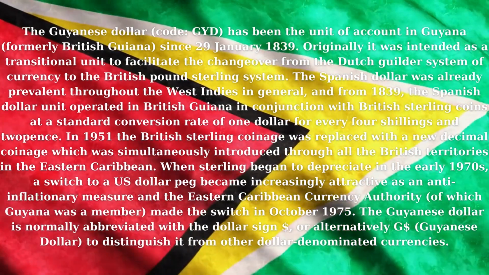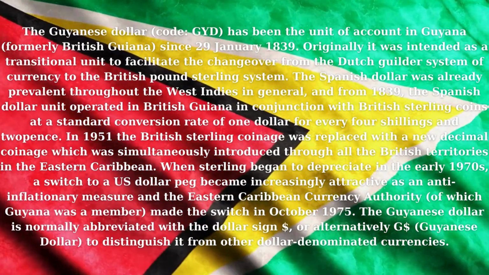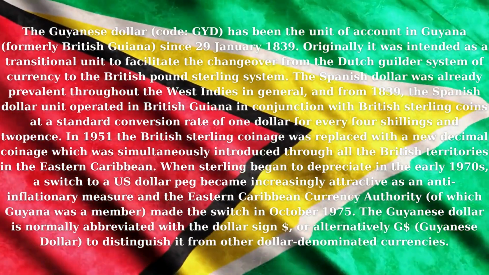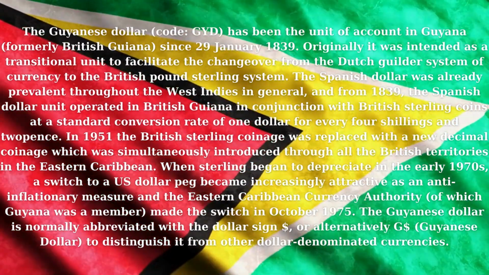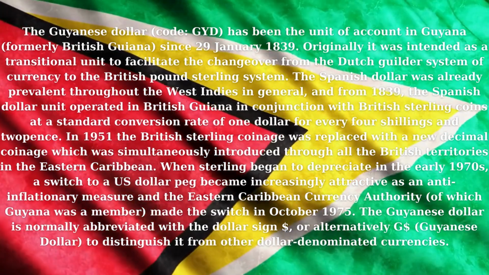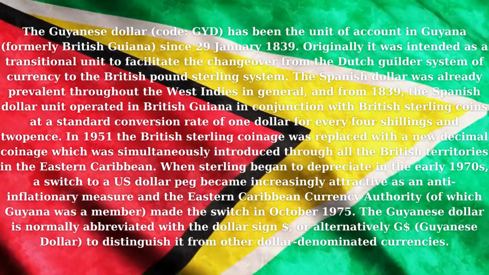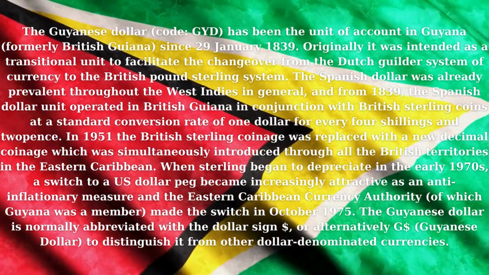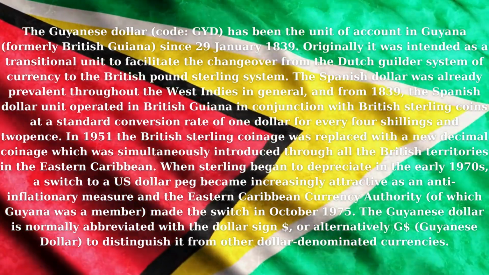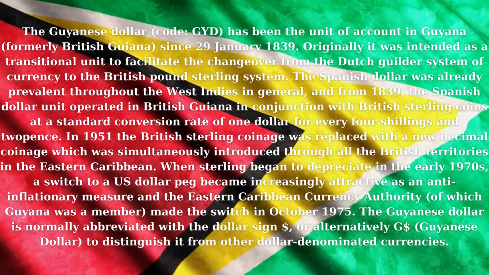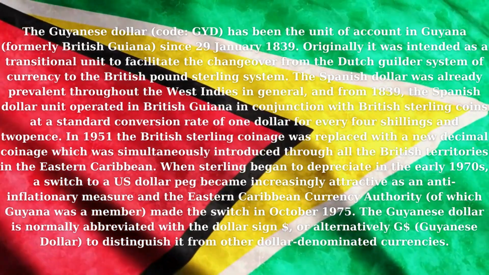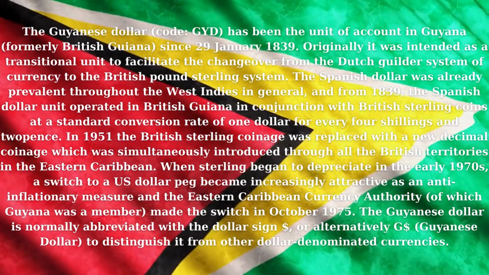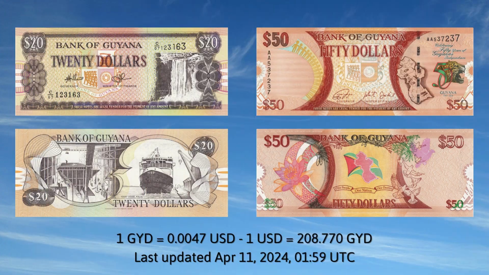When sterling began to depreciate in the early 1970s, a switch to a US dollar peg became increasingly attractive as an anti-inflationary measure, and the Eastern Caribbean Currency Authority, of which Guyana was a member, made the switch in October 1975. The Guyanese dollar is normally abbreviated with the $, or alternatively G$, Guyanese dollar, to distinguish it from other dollar-denominated currencies.